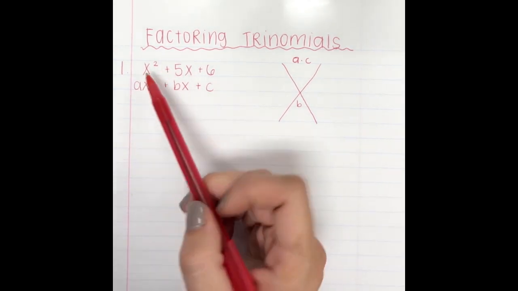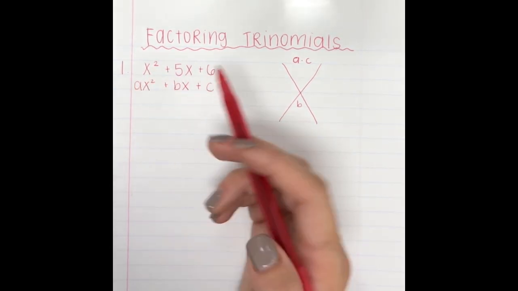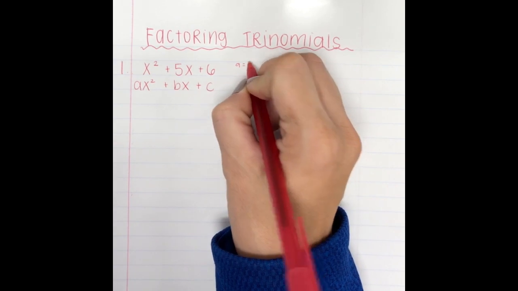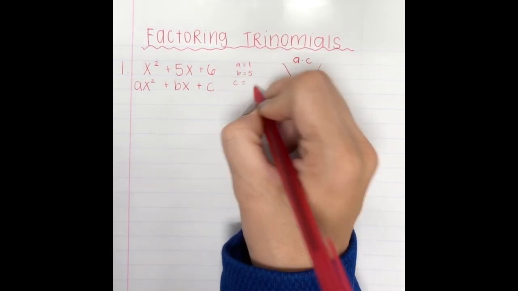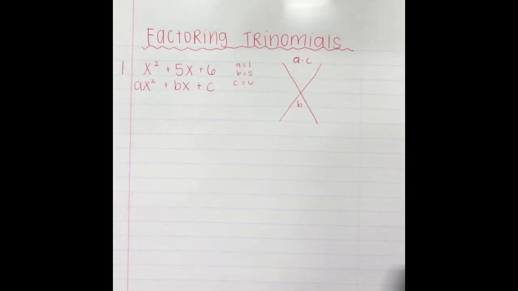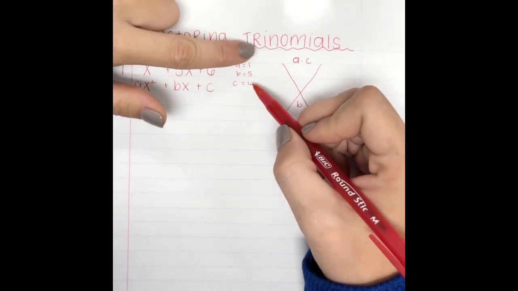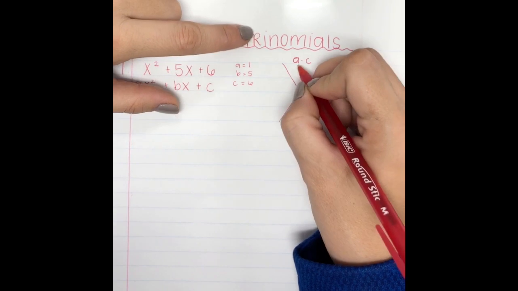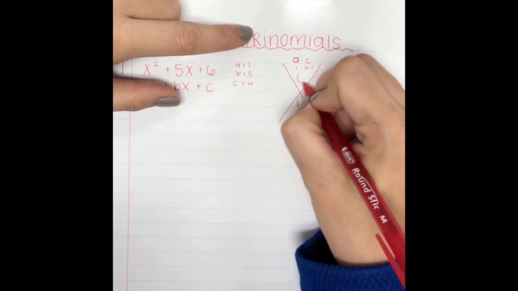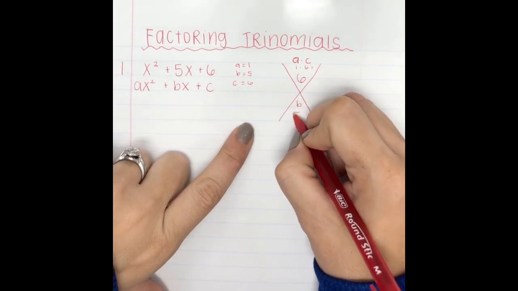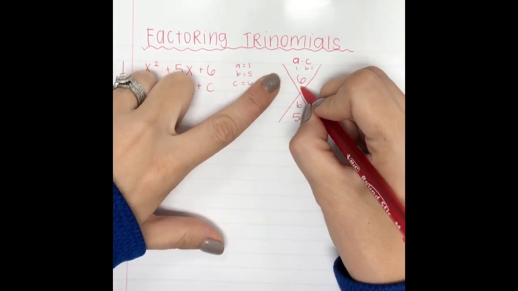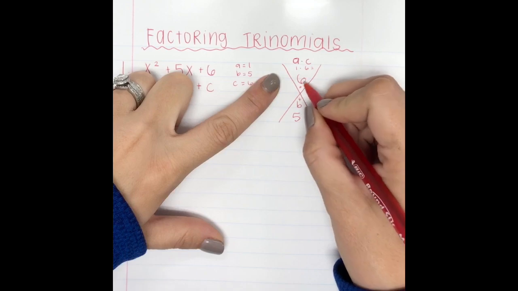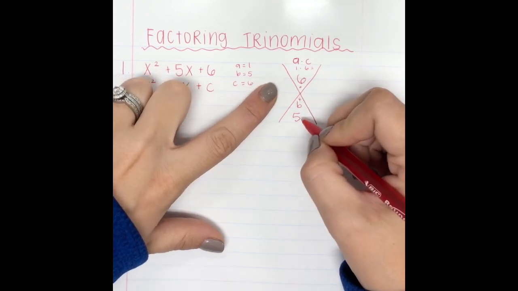So if we're looking here, the number in front of my x squared is a 1. The number in front of my x is a 5, and then the number by itself is just a 6, okay? So if I did 1 times 6, that gives me 6, and then my B is 5. So I need to know what would multiply to give me 6, and then add to give me 5, okay?